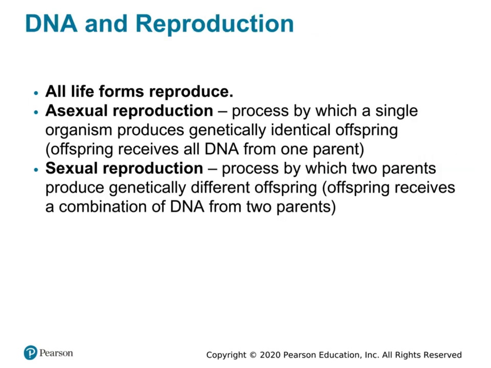So all life forms reproduce. Whether it's asexual or sexual reproduction, we get copying or genetically variant offspring. With asexual reproduction, again, this is a process by which a single organism produces genetically identical offspring. The key here is asexual reproduction produces clones or identical offspring. So all the offspring in asexual reproduction have all of their DNA from one parent. Sexual reproduction is a combination of genetic material from two parents. So it should produce genetically different offspring based on the two parents' genetics that are coming together during fertilization and fusion to form a zygote.